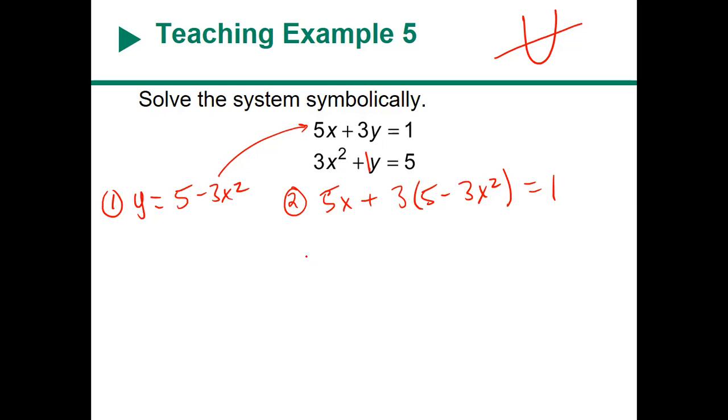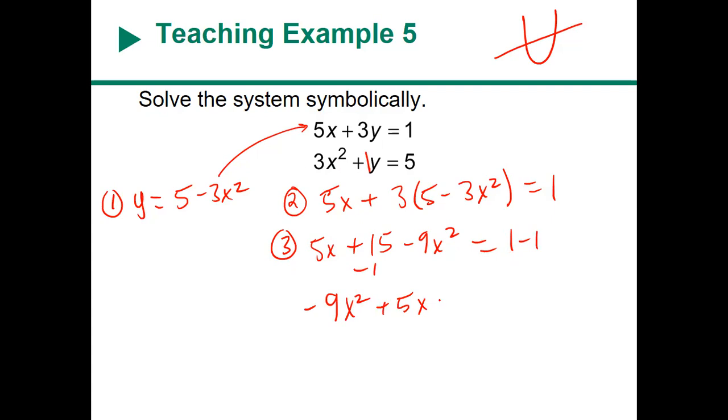Good. Okay, so we're going to go ahead and distribute. So now we're at step 3. We have 5x plus 15 minus 9x squared equals 1. And again, our goal here is to distribute, combine, but set equal to 0. So in order to set equal to 0, what am I going to have to do to this 1? Subtract it. And what I do to one side, I have to do to the other. So I'm now working with negative 9x squared plus 5x plus 14 equals 0.